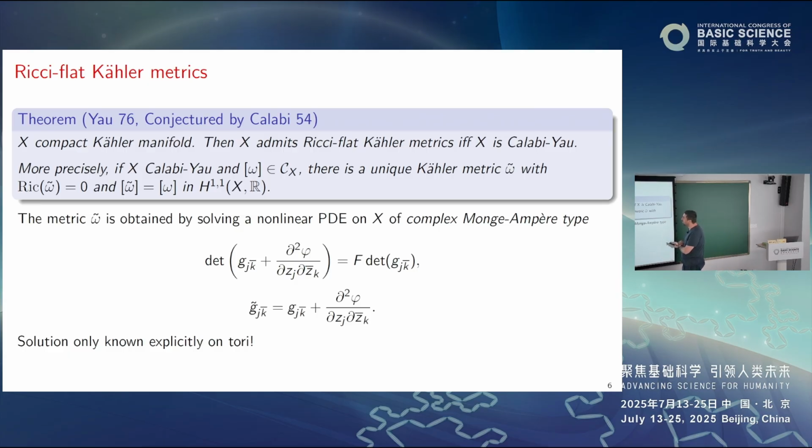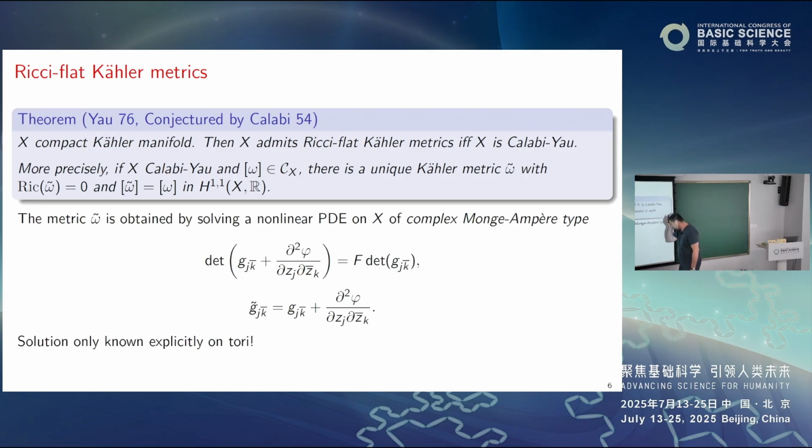So why do I call these Calabi-Yaus? Because of the following theorem of Yau, conjectured by Calabi: if you have a compact Kähler manifold, then it admits a Kähler metric with zero Ricci curvature, that is Ricci-flat Kähler, if and only if it's Calabi-Yau. That's the reason for calling them Calabi-Yau, because they're the ones that admit Kähler metrics with no Ricci curvature. More precisely, he proved that if you have a Calabi-Yau and you fix a Kähler class, a class of some Kähler metric in the Kähler cone, then there is a unique representative omega tilde, which is a Kähler metric in that class and with zero Ricci curvature. So it's an existence and uniqueness theorem for Ricci-flat metrics.